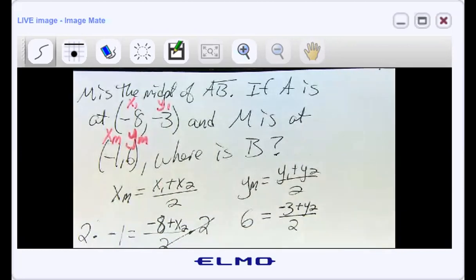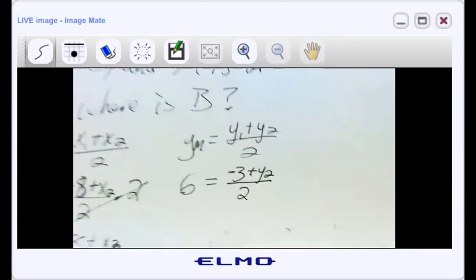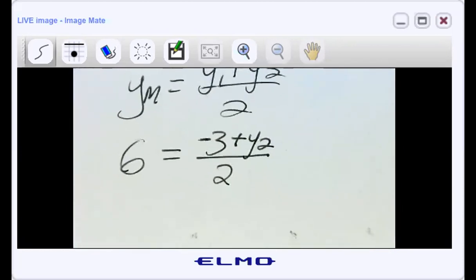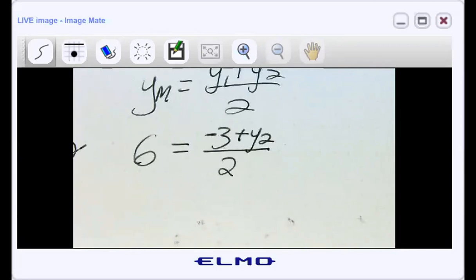All right, now let's zoom in because we don't really care about the rest of this. We just care about solving this equation. What do I do now? Tom, what do I do from this step?